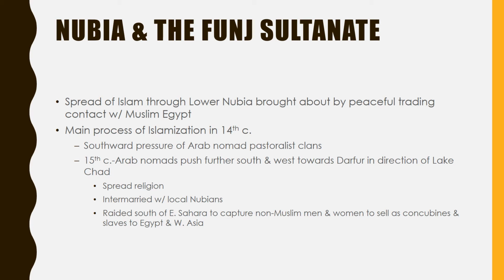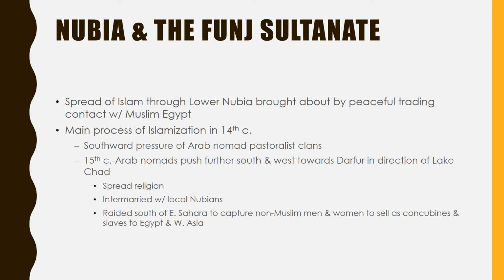So the spread of Islam through Lower Nubia is brought about by peaceful trading contact with Muslim Egypt. So we've just talked about the extent of the Muslim advances and the different Muslim civilizations that have taken control of Egypt. And the spread of the Muslim faith is thus going to start pushing south because we know there was much trade going on in this region in the Red Sea trade network. So the main process of Islamization, however, is going to begin in the 14th century. The southward pressure of Arab nomad pastoralist clans is going to start pushing into this region.